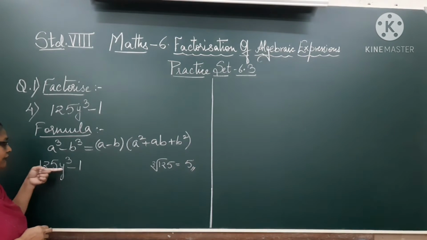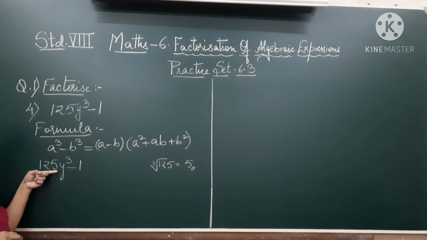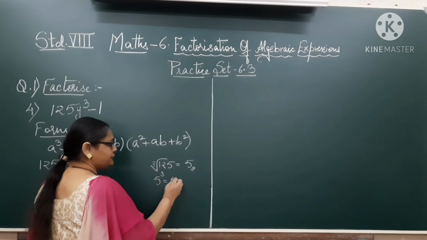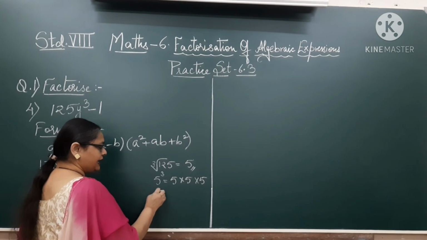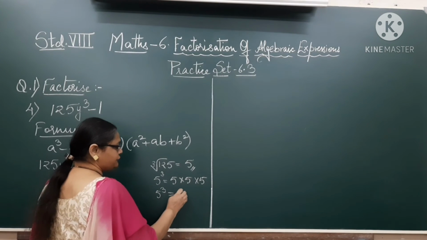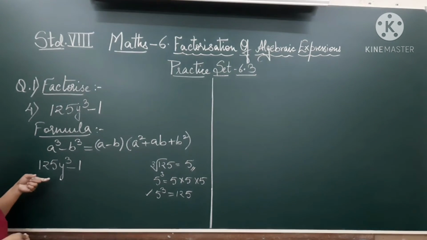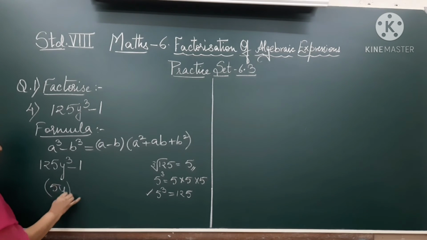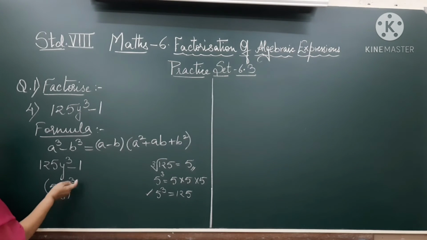Here you have 125y cube. For y cube you can convert it into its cube root, that is y. Whereas for 125 I should know the cube root of 125, which is 5. Because I know 5 cube is equal to 5 5s are 25, 25 5s are 125. So I can write 5 cube which is equal to 125. So instead of 125 I can write it as 5 cube. So 125y cube can be converted into 5y the whole cube, now it is 5 cube and y cube also. So now 5y the whole cube minus.